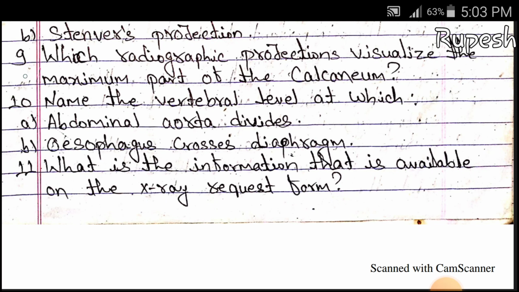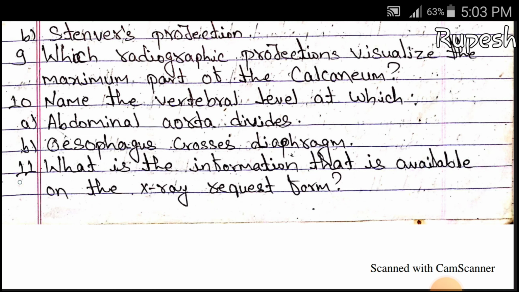Question number 9. Which radiographic projection visualizes the maximum part of the calcaneum? Question number 10. Name the vertebral level at which: Point A, the abdominal aorta divides. Point B, the esophagus crosses the diaphragm.